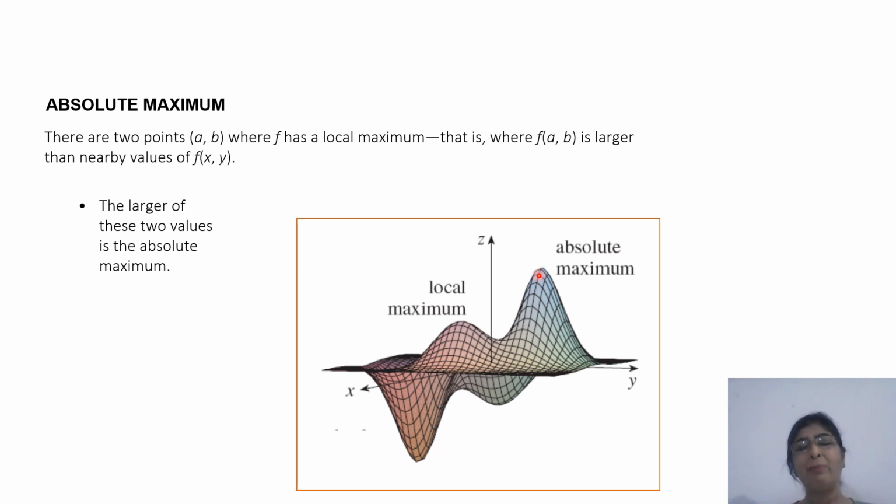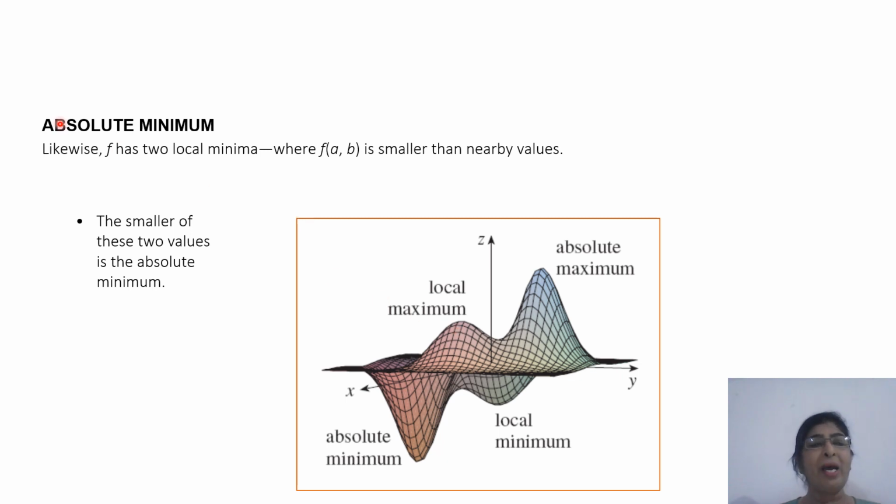If you have any point (a, b) over here, the value of the function at this point is more than the value of the function at the neighboring points. Clear? Now again at this point, the value of the function at any point (a1, b1) is more than the value at the nearby points. The larger of these two is said to be the absolute maximum, and the other is the local maximum.